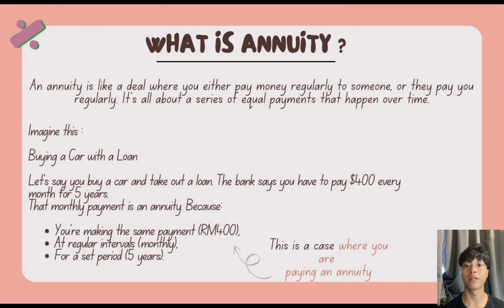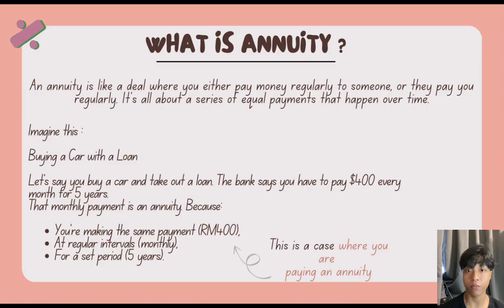Let's go. Now, let's move on to the next chapter, which is annuity. You guys must be questioning, right? What is annuity actually? Annuity is basically a deal where you either pay money regularly to someone or they pay you regularly. It's all about a series of equal payments that happen over time. Imagine this. You buy a car and take out a loan.